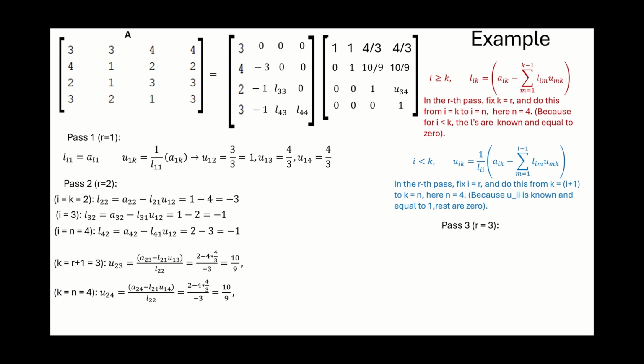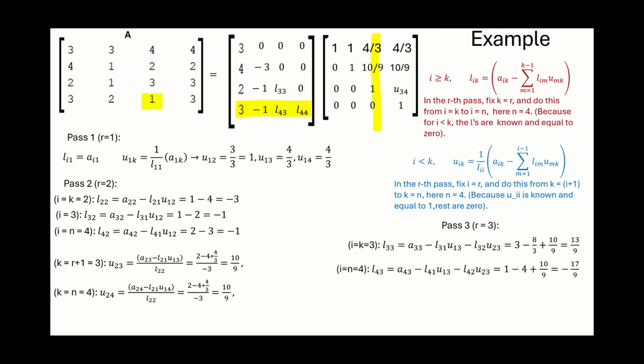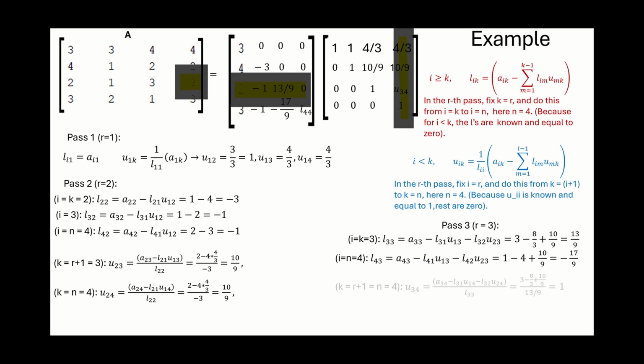For the first part of our third pass, we fix k equal to r, which is 3. Using the red formula to find L sub 3, we get 13/9. Using the red formula to find L sub 4, we get negative 17/9. For the second part of our third pass, we fix i equal to r plus 1, which in this case is 4, to find U sub i4, where i goes from 3 to 3. In other words, we only need to find U sub 4. Using the blue formula, we get a result of 1.